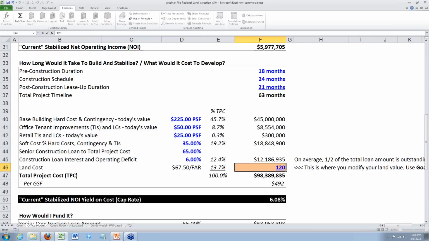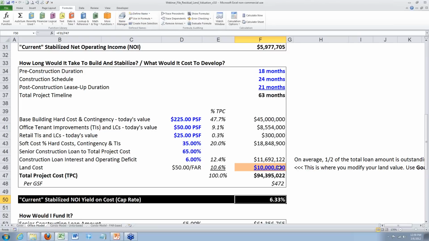Well, what if I only pay $12 million? That doesn't move the needle very much. Well, what if I can offer him 10? Now we're starting to get somewhere. And so really, if we wanted to target, let's say, a 7 cap, what we can do here, which is a very useful and powerful feature of Excel, is use the Goal Seek tool.